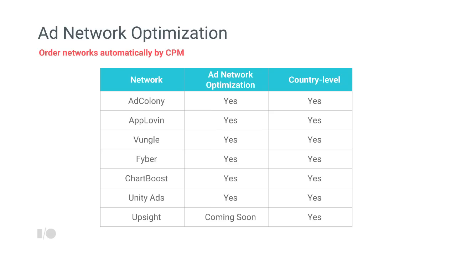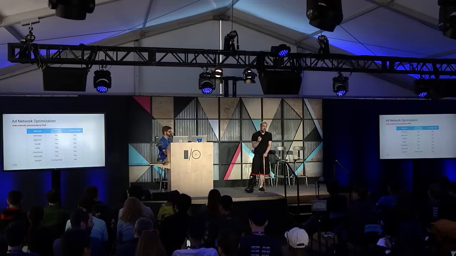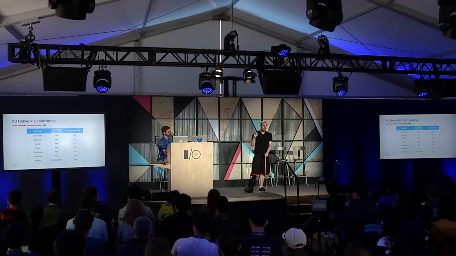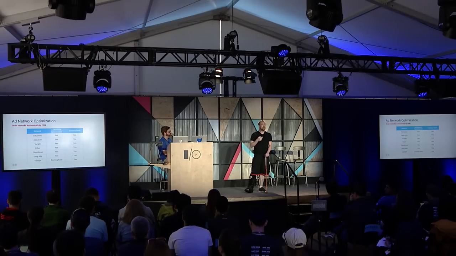So 6 of the 7 networks are fully supported with country-level granularity. And that country-level granularity is actually very important. Just taking a global average for a CPM is not enough because the variance across countries could be significant. You need that level of control, and we give you that control.